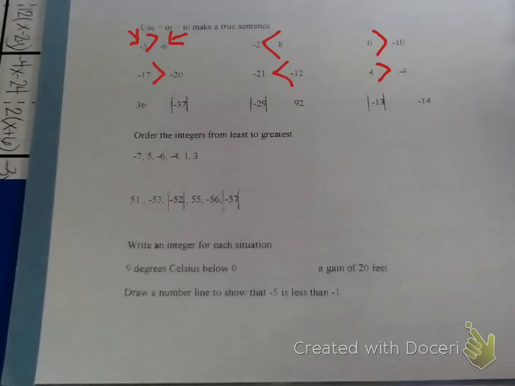When we involve the absolute values, I would cross them off and write what they actually equal. So now we're comparing 36 and 37, and 37 is bigger. Here we're comparing 29 and 92, so 92 is bigger. And here we're comparing 13 and negative 14, so 13 is bigger.